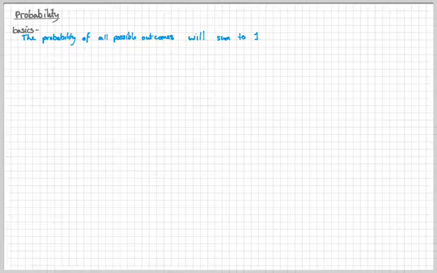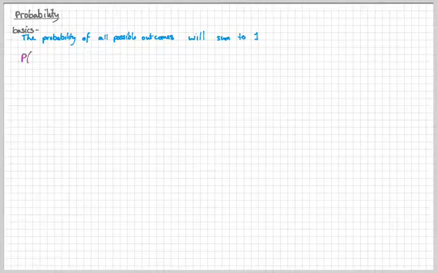Okay, afternoon. In today's video we're going to be looking at tree diagrams, but before we go into tree diagrams, let's remind ourselves of some of the basics of probability. The probability of all possible outcomes will always add to 1. So, for example, if we have the probability of rolling a 1, a 2, a 3, a 4, a 5 or a 6 on a standard dice, then the probabilities will add up in total to 1.